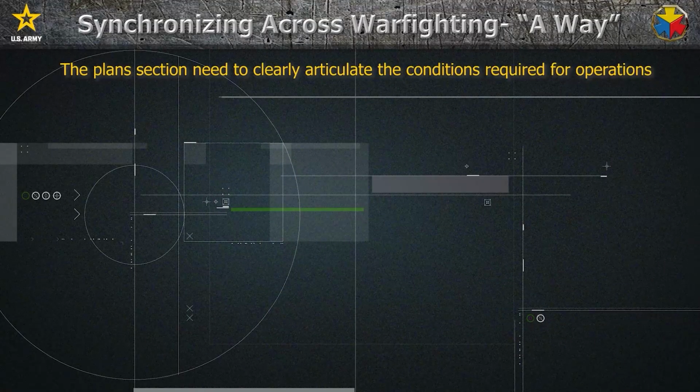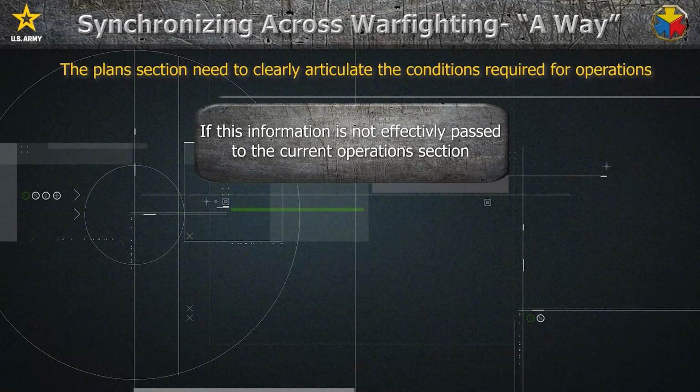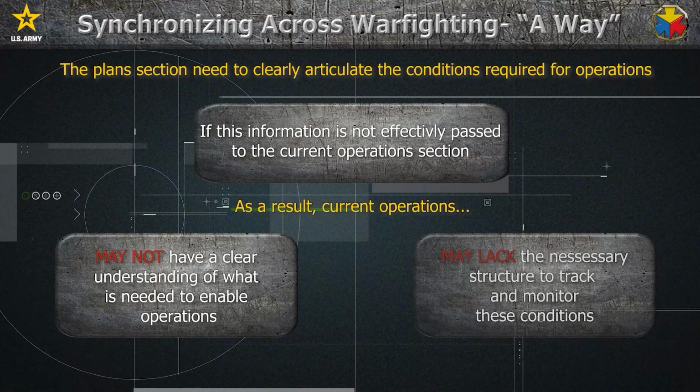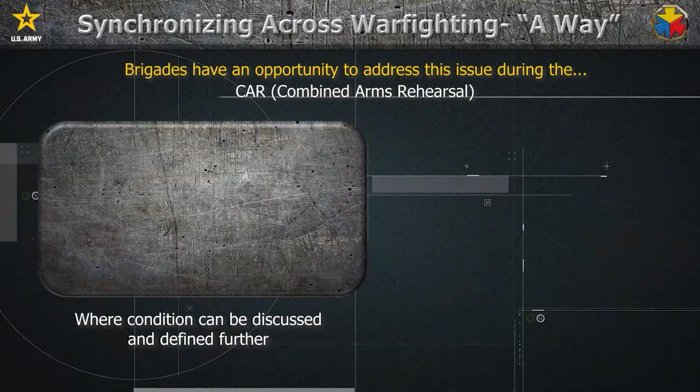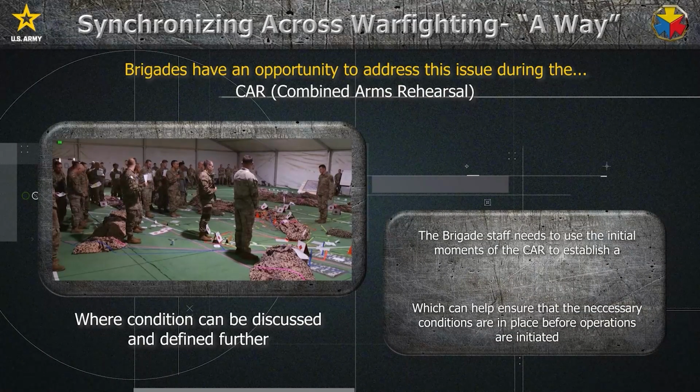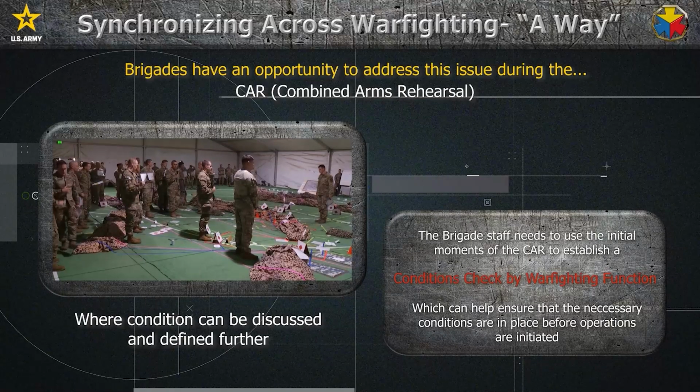The plan section needs to clearly articulate the conditions required for operations. If this information is not effectively passed to the current operations section, current operations may not have a clear understanding of what is needed to enable operations and may lack the necessary structure to track and monitor these conditions. Brigades have an opportunity to address this issue during the CAR, the Combined Arms Rehearsal, where conditions can be discussed and defined further. The brigade staff needs to use the initial moments of the CAR to establish a conditions check by warfighting function, which can help ensure that the necessary conditions are in place before operations are initiated.